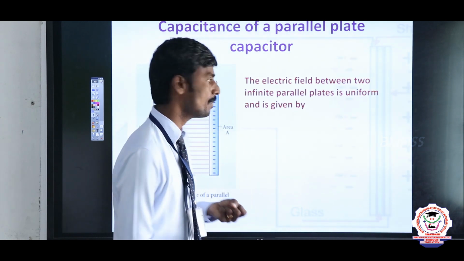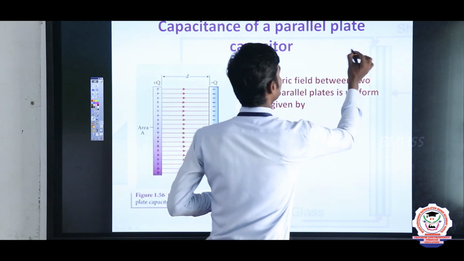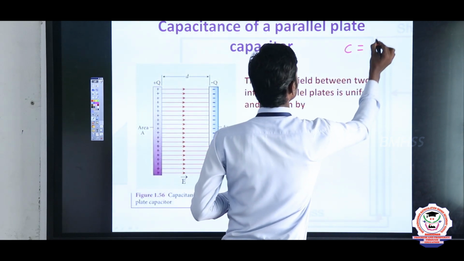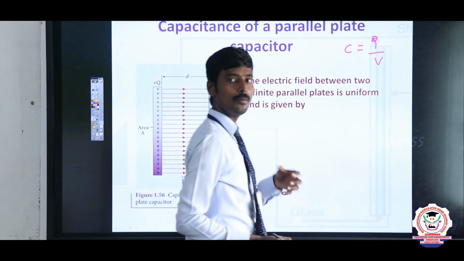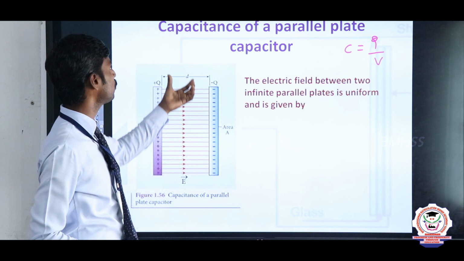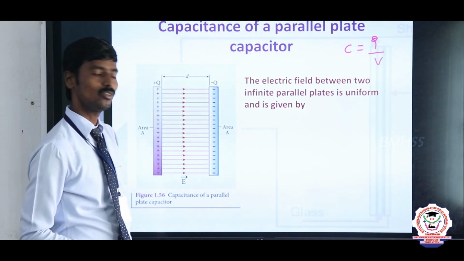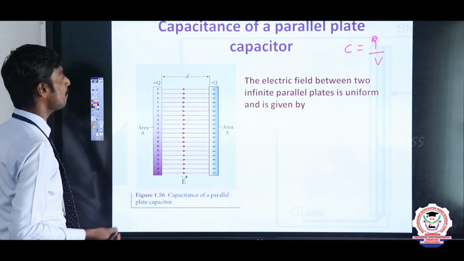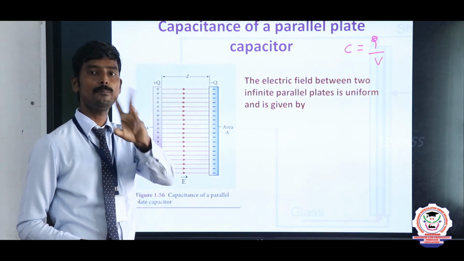What is the formula for capacitance? We know the general formula for capacitance, C equal to Q by V. This is the capacitance of the capacitor. Okay, but now I am going to introduce another topic, the capacitance of a parallel plate capacitor.